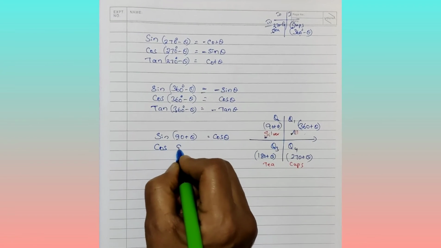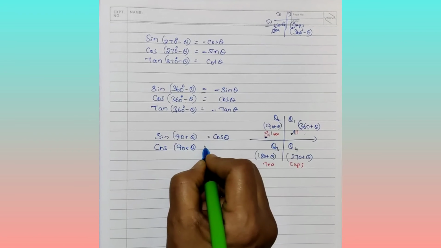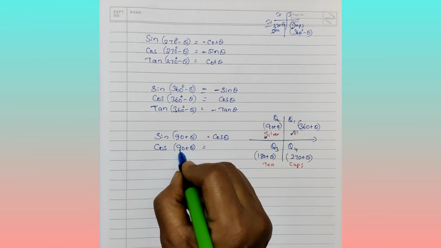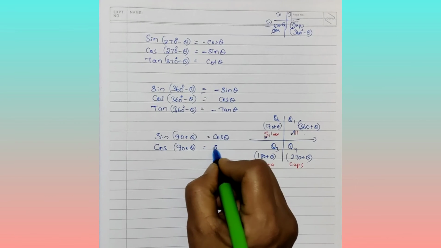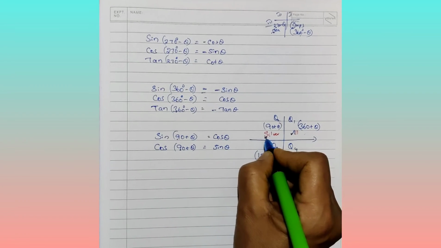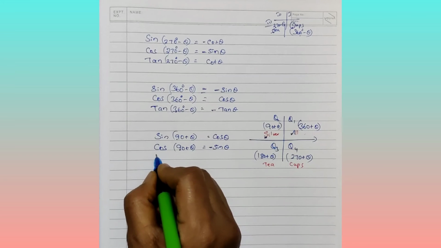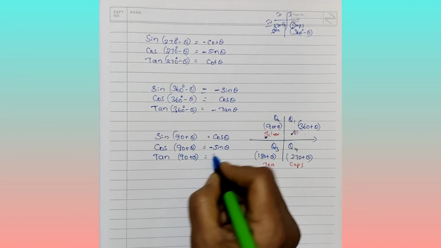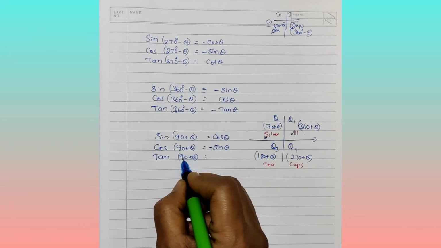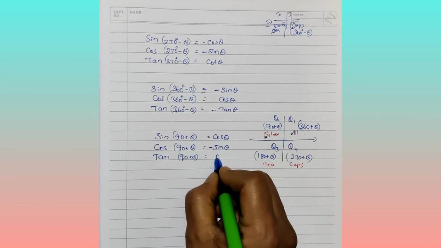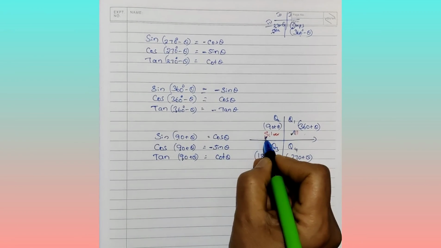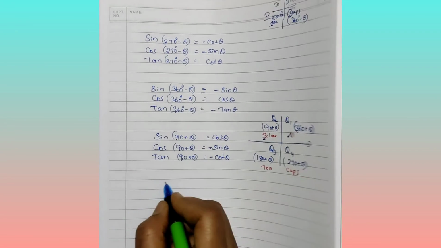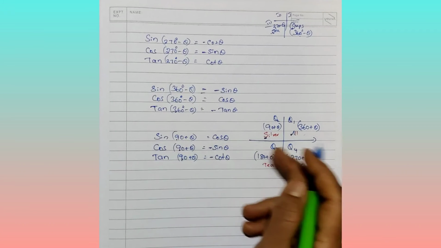Next, cos 90 plus theta. Cos is negative because only sin is positive. 9 is odd, the opposite is sin, and only sin is positive, so this is negative. Next, tan 90 plus theta. Here again 9 is odd, the opposite is cot theta, only sin is positive, so this is also negative.